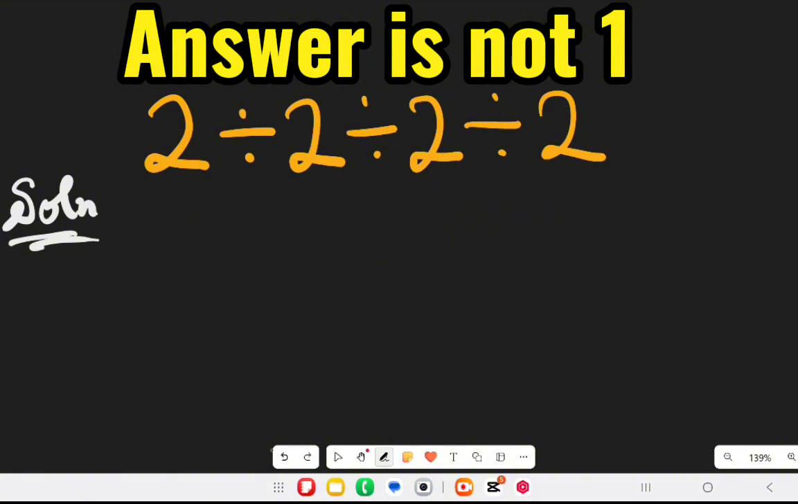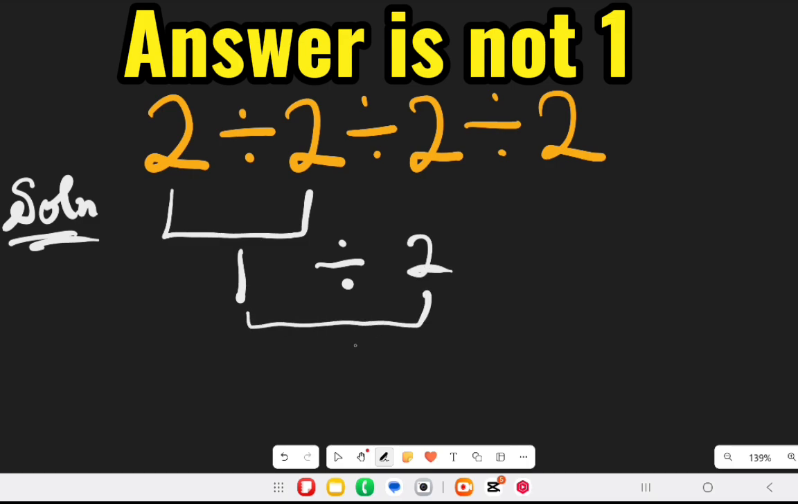What we do here, we simplify from left to right. We first consider the first 2, which is 2 divided by 2, which gives us 1. Then we bring the division sign, which is divide by 2. 1 divided by 2 will give us half, 1 over 2. Then we bring the division sign, divide by, we bring down this 2.